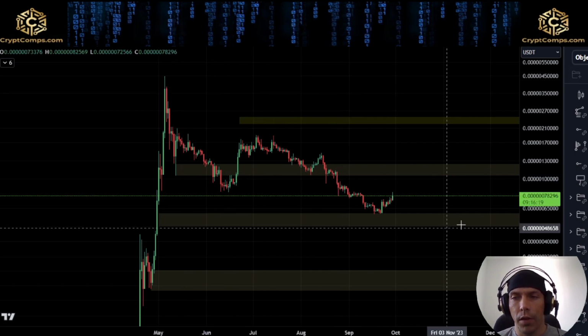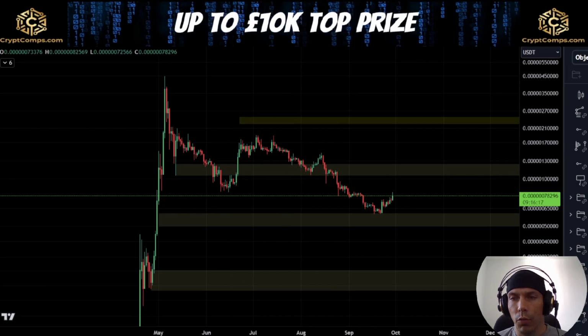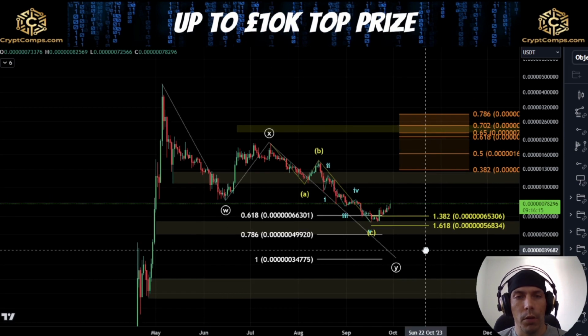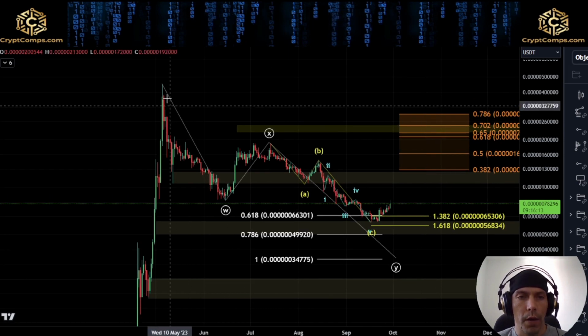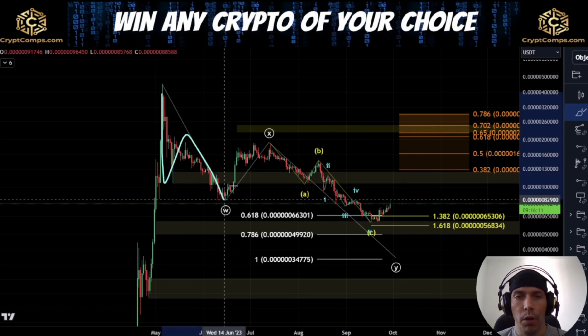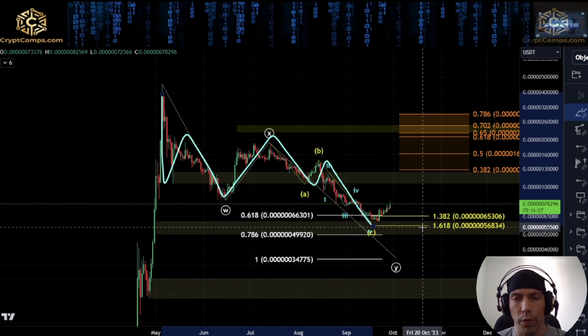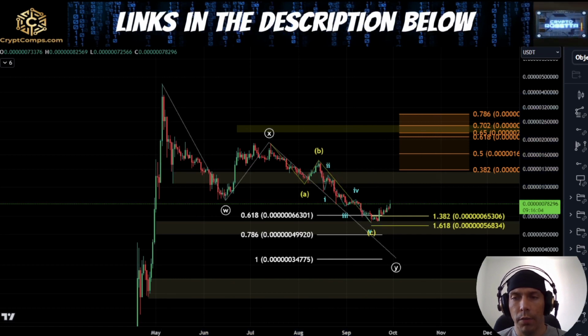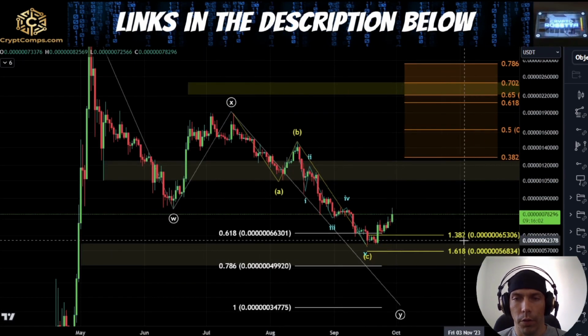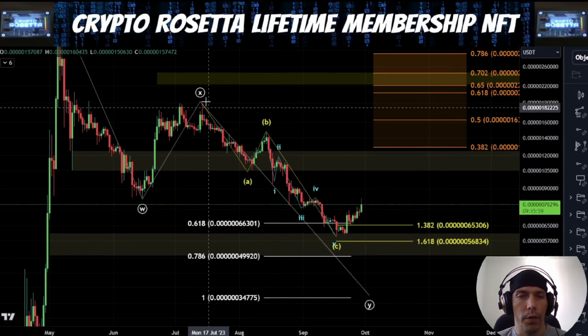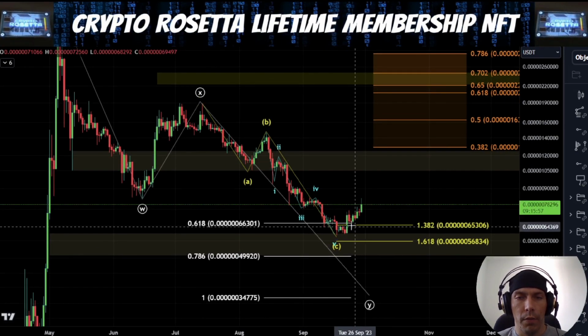Now within this idea here, there's a couple of ways we can look at this move to the downside. The first way is that this move here is made up of three waves. We're looking at this as our X wave, and effectively we're looking for another three wave move to the downside. Now we have actually come down towards this 1.382 level of this A wave over here. So we have had a reaction here.